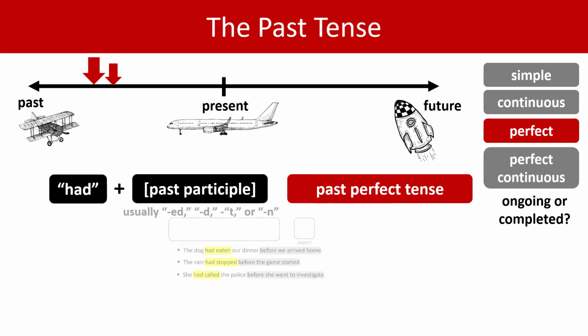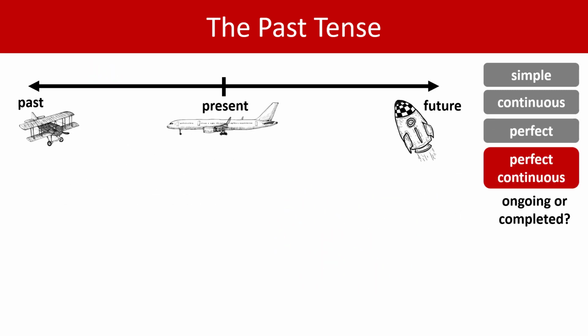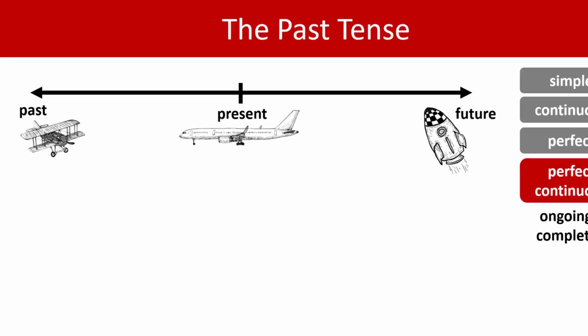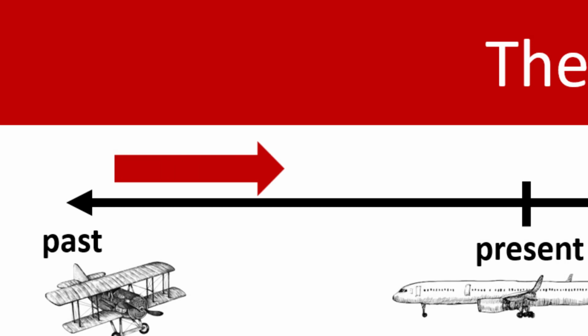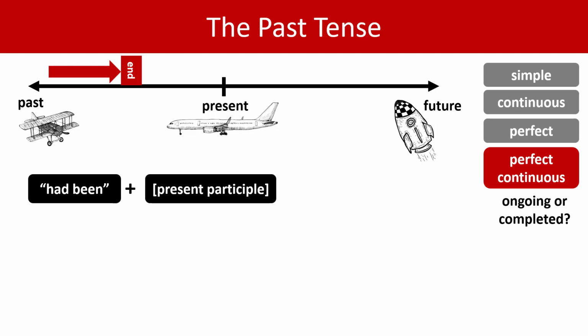Okay, let's summarize. The past perfect tense is used to emphasize that an action was completed before another took place. Next, let's do the perfect continuous aspect. Look at the timeline. We have an ongoing activity that ended at some point in the past. So this one is a mix of ongoing and completed. To describe this situation, use had been plus the present participle. Remember, that's the version that ends ing.